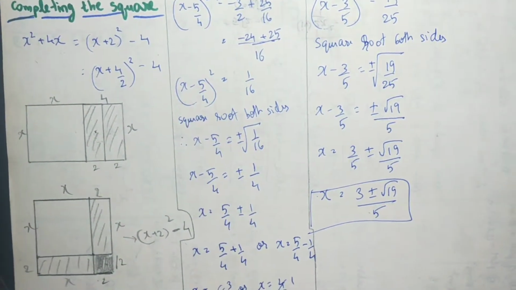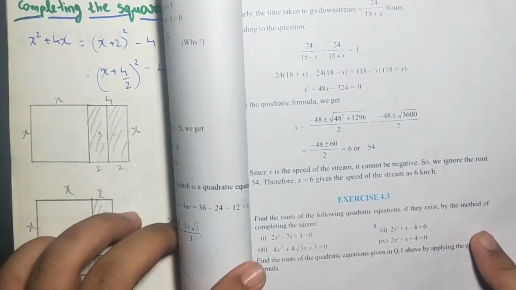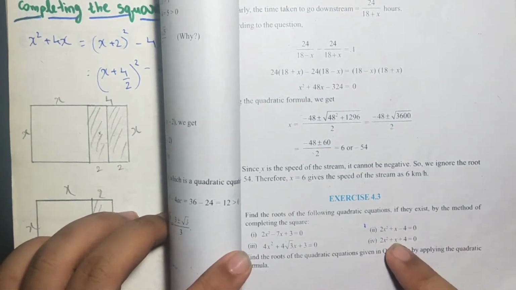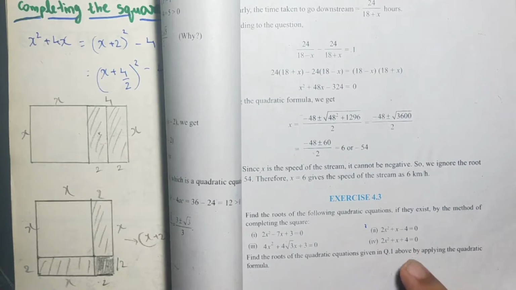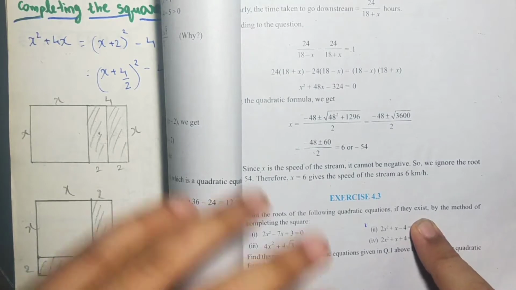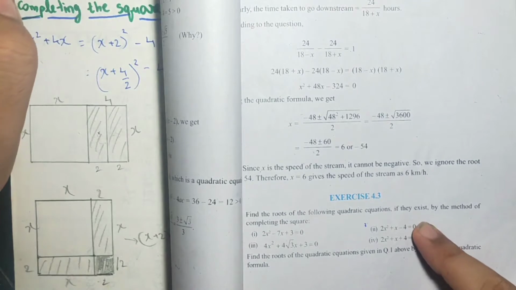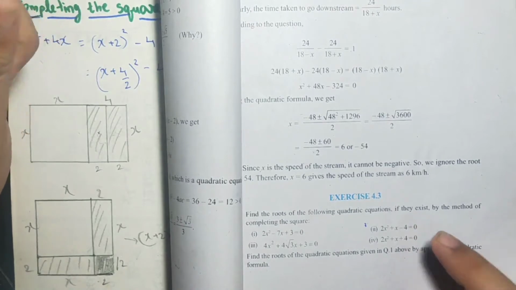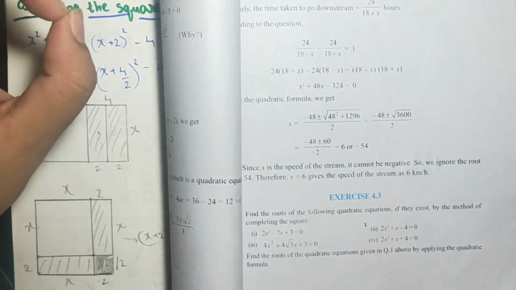Now in exercise 4.3, only the first sum is set to do by completing the square method. So solve them by using completing the square method the same way we have done right now. But the question is, if the root exists, that you have not been taught yet. In the next video, I will be teaching how to check whether the roots are possible or not. After finding the reason that roots are possible, then only you have to find it.